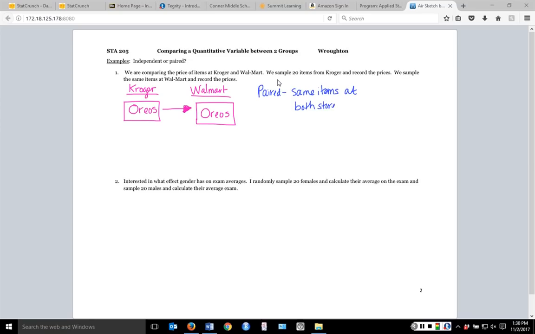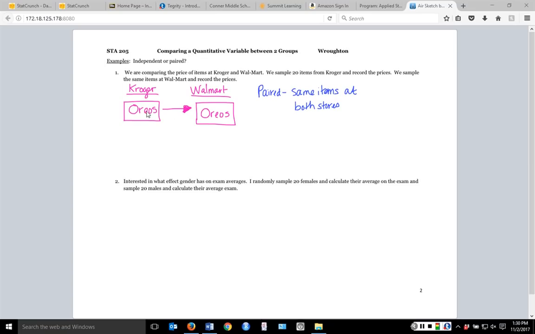Now notice, I'm not saying that they should be the exact same price at both stores. But if the price of Oreos at Kroger is $3, the price at Walmart isn't going to be $12. They're going to be somewhat related to each other. They should be somewhat similar because it's the exact same item.